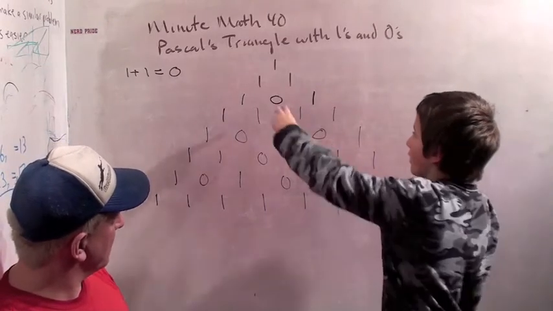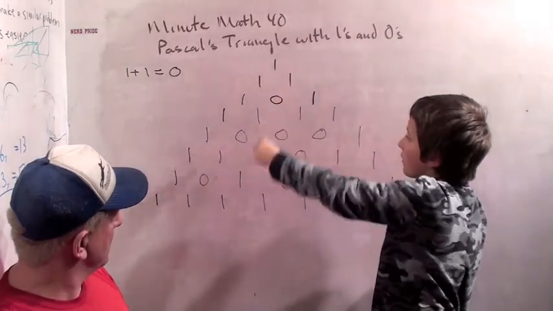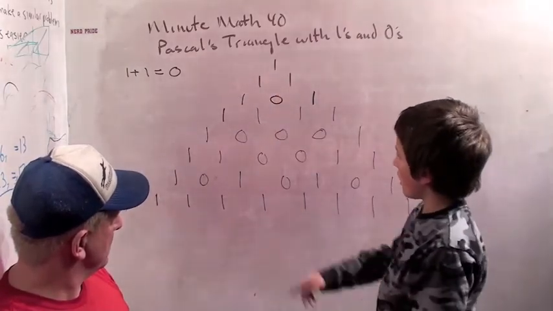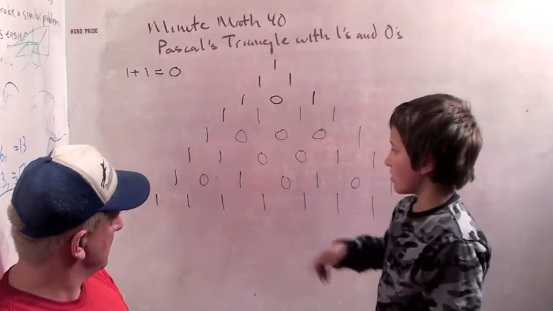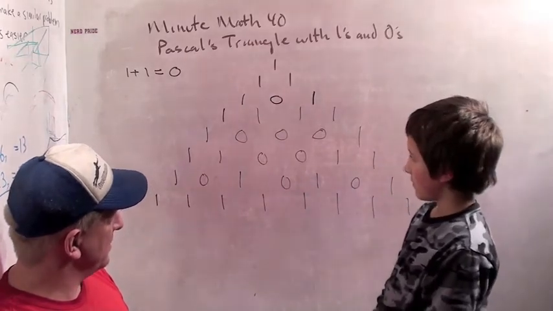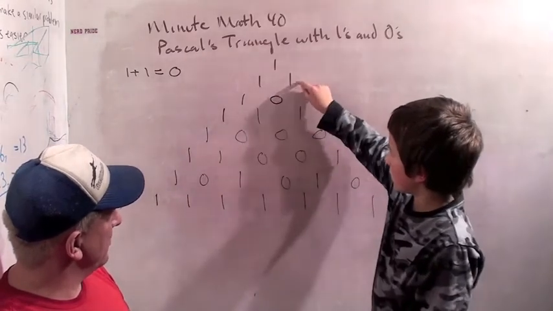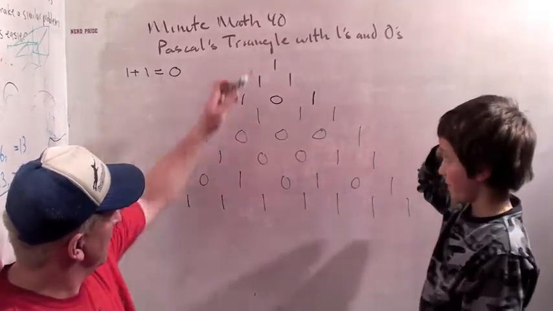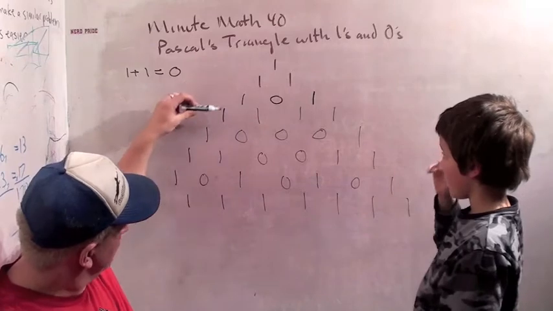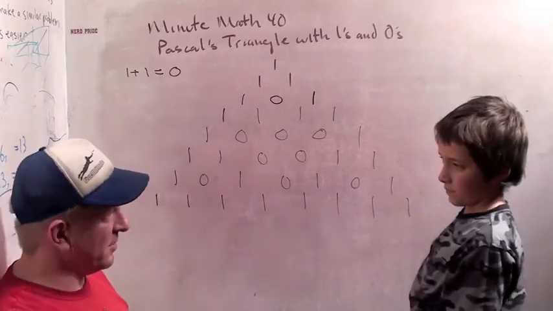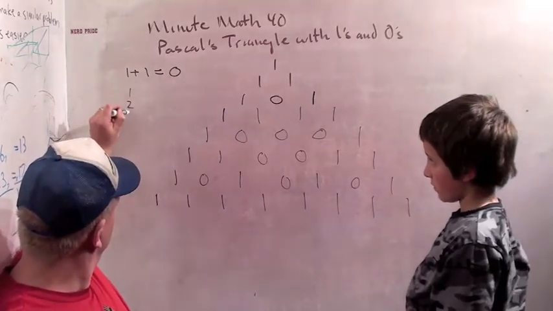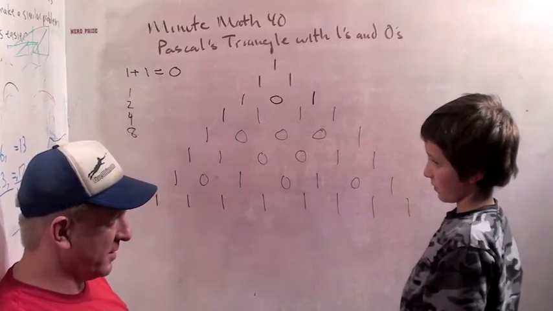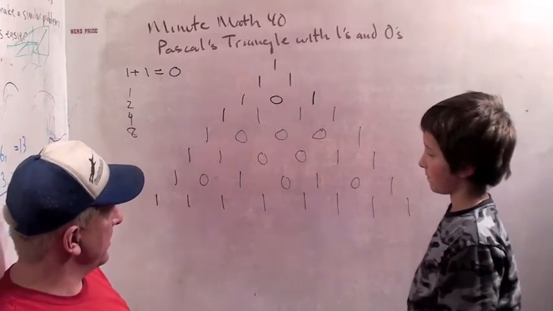Well, only the second, the fourth, and the 8th row were all 1s. Huh. You sure? Is there another row that's all 1s? This is the first row. So we have 1, 2, 4, and 8 are all 1s. Do you see a pattern there? There's a pattern. 1, 2, 4, 8. So what do you think the next row of all 1s is going to be? 16. Okay, notice anything else?